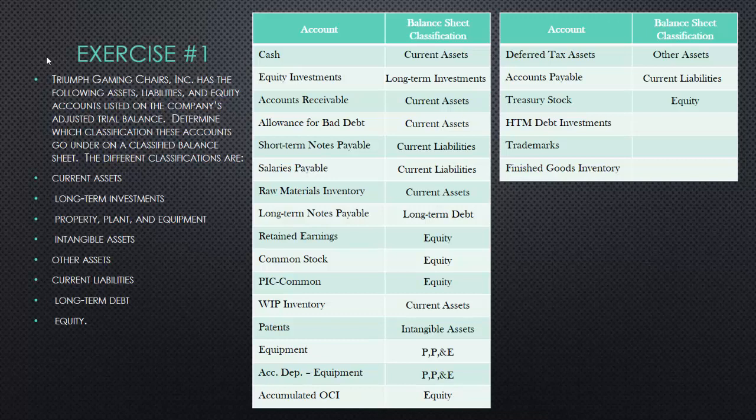Then we have HTM debt investments, held to maturity debt investments. We bought the bonds of another party, a corporation probably. Well, bonds tend to be years and years in length, 2 years, 5 years, 10 years, 20 years maybe. So those are long-term investments.